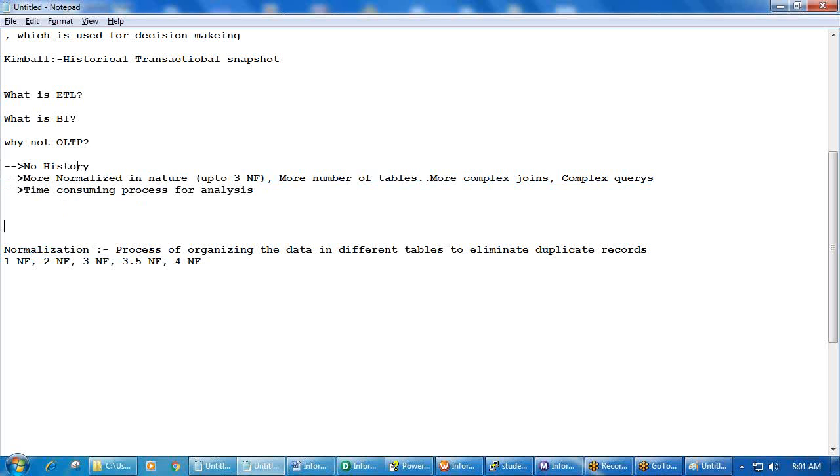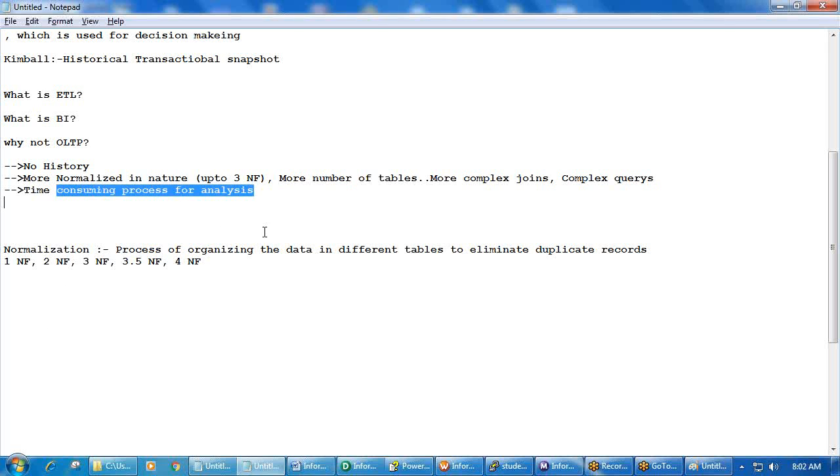When you say no history, we will design the tables in the data warehouse to store the historical data. When I'm designing the tables, I'll make sure that history is captured in my data warehouse. So this disadvantage is overcome. And since I'm not storing the data for transactions, I always normalize the data warehouse only to second normal form. If I normalize less, fewer tables will be present, and fewer tables are always easier for reporting. So that is another advantage that you get.